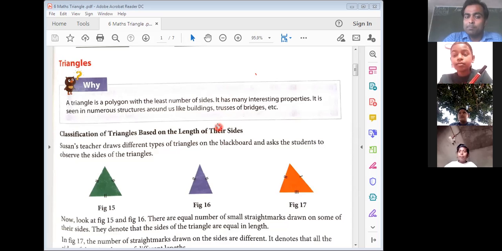The triangle is a type of polygon having 3 line segments. A closed figure having 3 line segments is called the triangle. If there are more than 3 line segments, let's say if any closed figure has 4 line segments, that will be known as a क्या कहलाएगा?